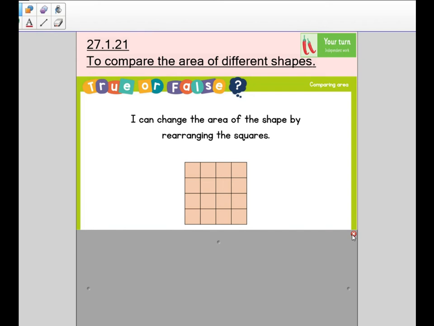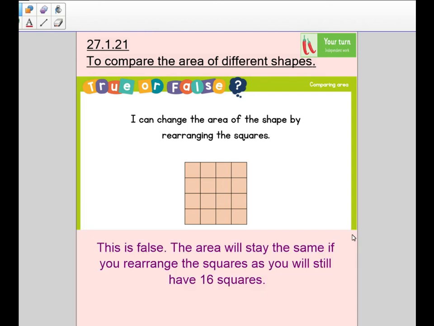How did you get on? Let's have a look. This is false. The area will stay the same if you rearrange the squares, as it will still have 16 squares. Great job.